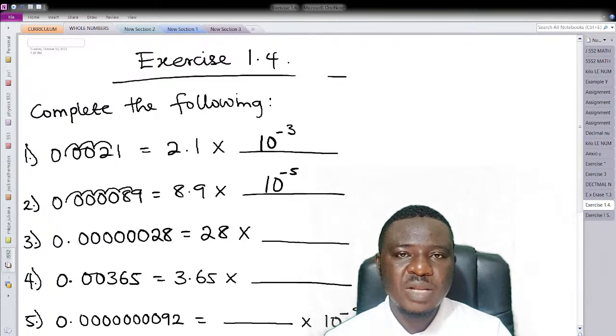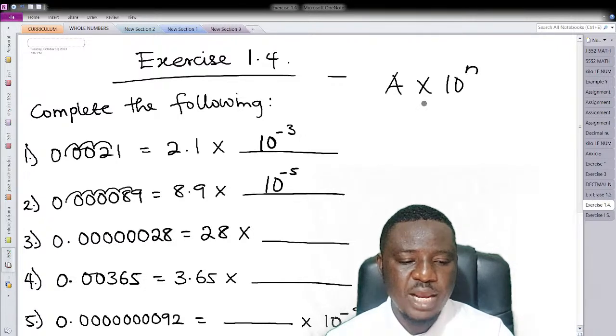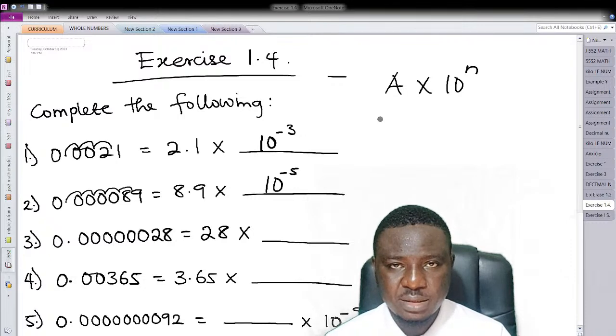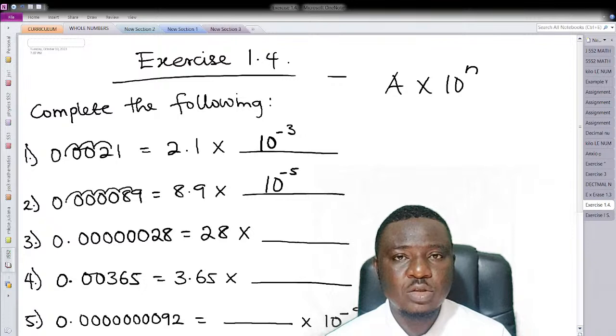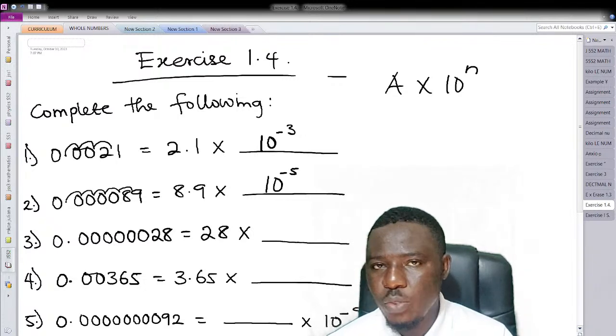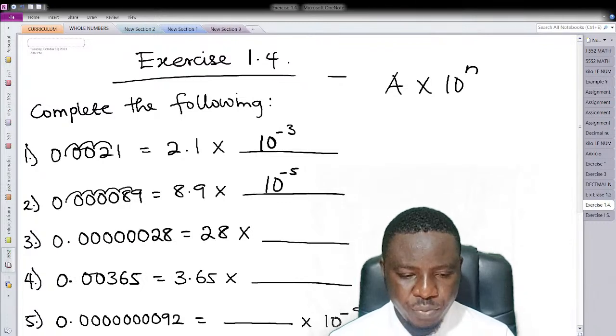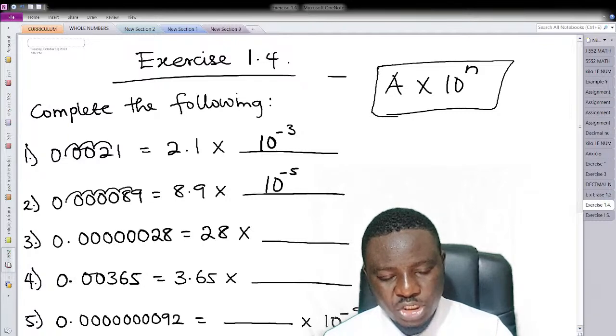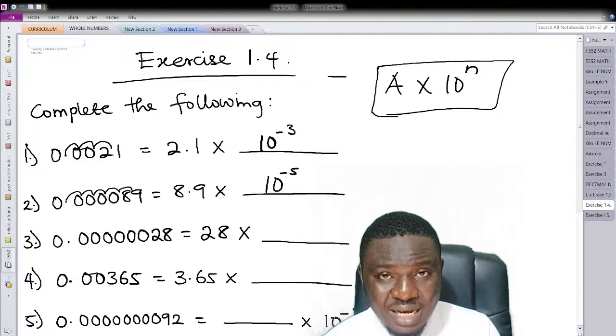A number is said to be expressed in standard form if it can be expressed in the form a times 10 raised to the power of n, where a is a number that falls between 1 and 10 with 1 inclusive, while n is any positive or negative whole number. This is the condition for such a number to be said to be in standard form.